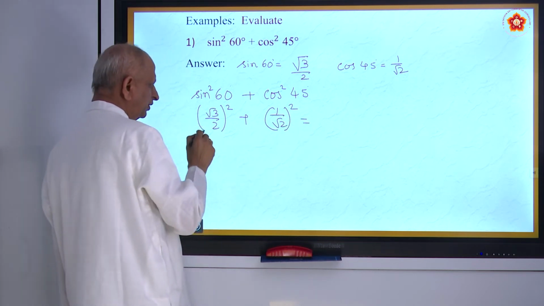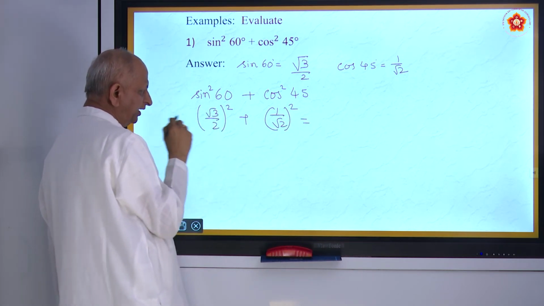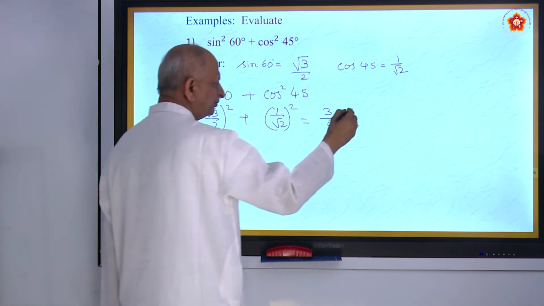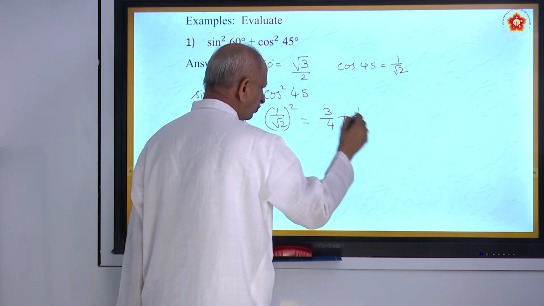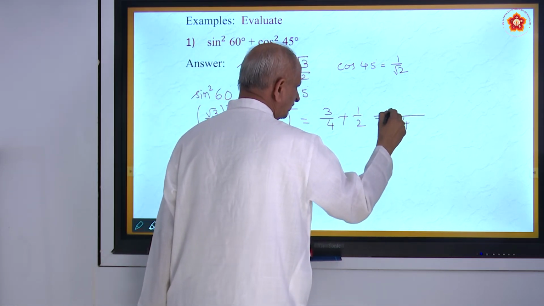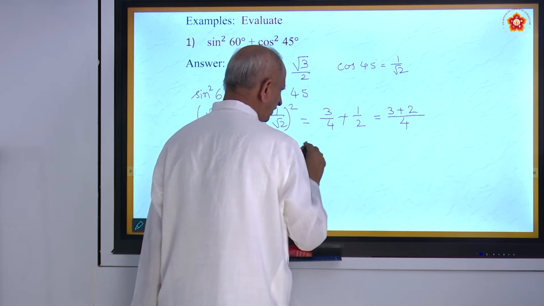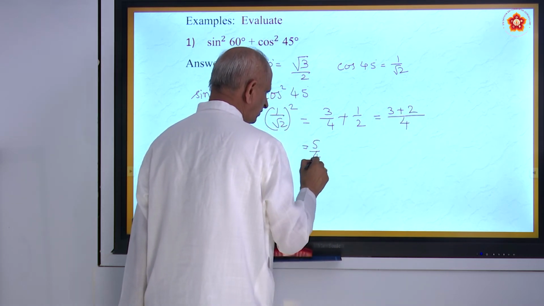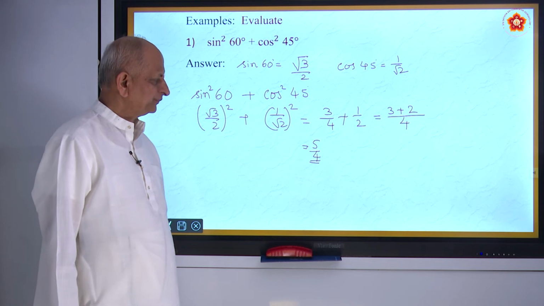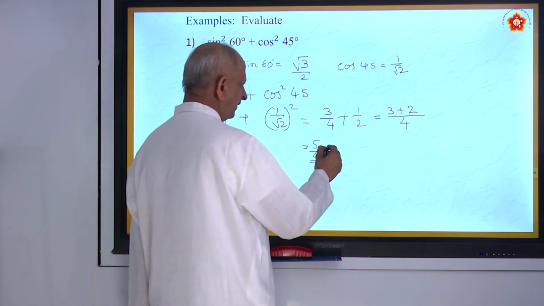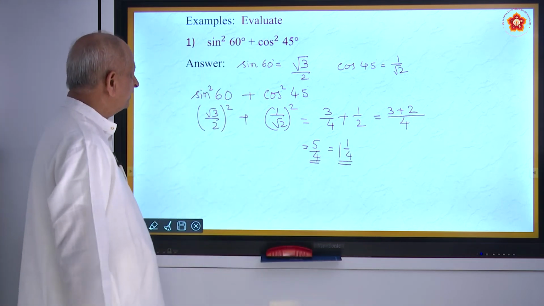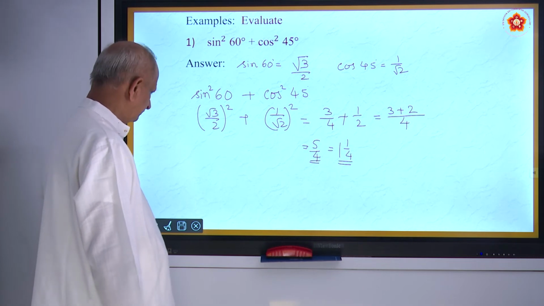So you have (root 3 by 2) whole square becomes 3 by 4, and (1 by root 2) square becomes 1 by 2, and LCM is 4. This is 3 here plus 2, so the answer is 5 by 4. That is the answer. You can write it in improper form if you want, 1 by 4. That is also okay.